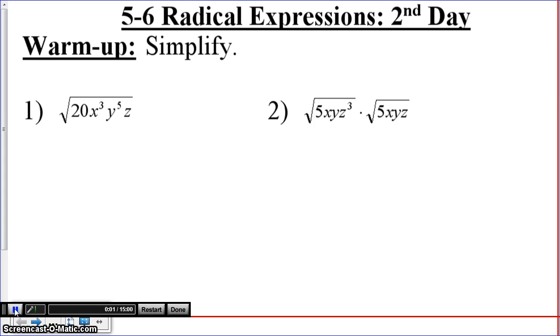Today we're going to review simplifying radical expressions, day 2. First we're going to start with a warm-up. We're going to go through a review of the things we've covered the last 2 sections of this chapter.